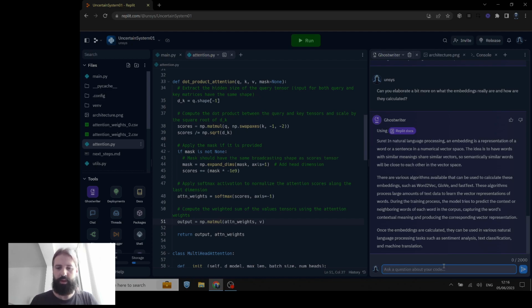So is it better to calculate the embeddings using your own training data, or is it better to use a separate corpus of input text?